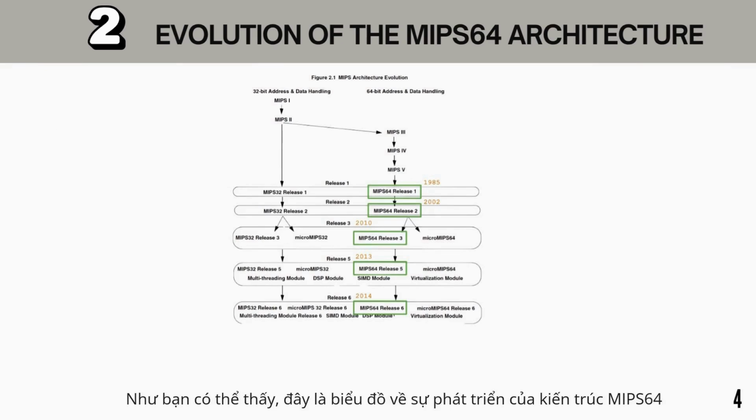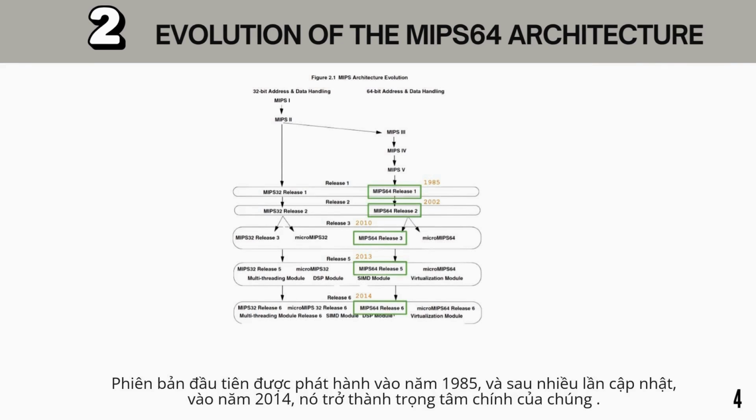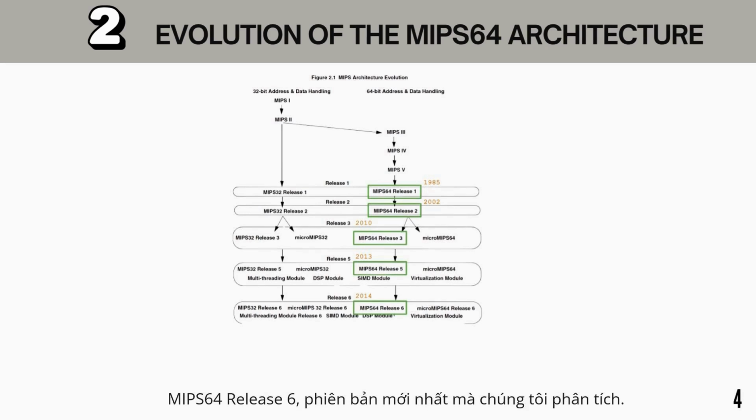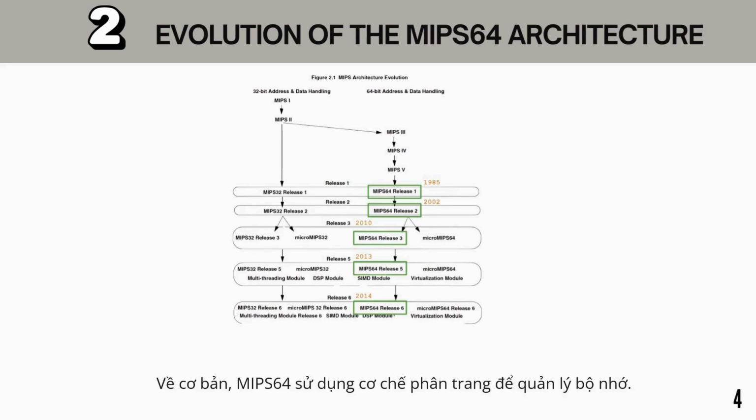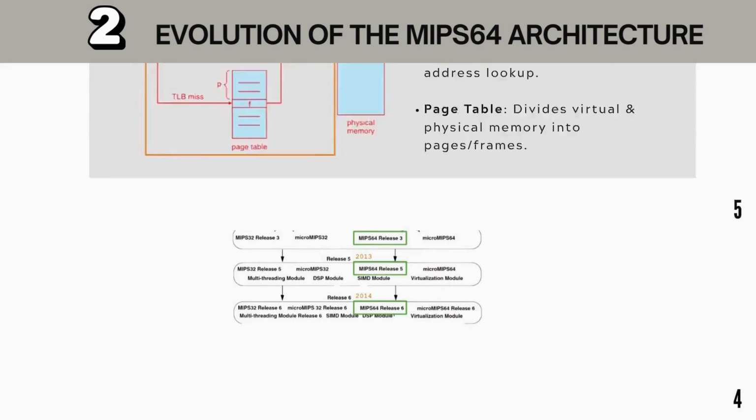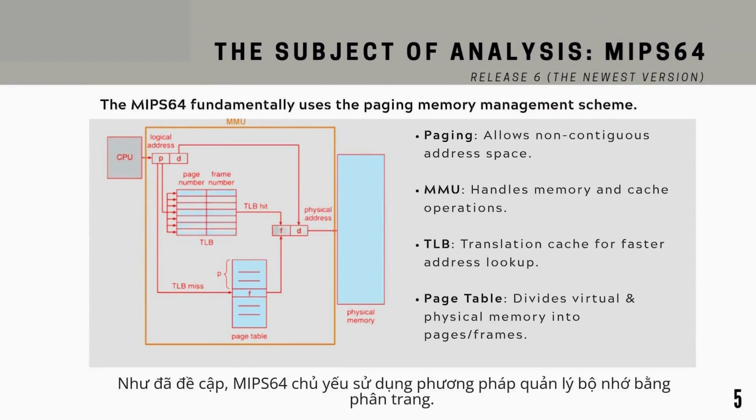As you can see, here is a graph for the evolution of the MIPS64 architecture. The first release was in 1985, and after many updates, 2014 is our main focus. MIPS64 released the latest version covered in our analysis. Fundamentally, MIPS64 employs a paging mechanism for memory management.